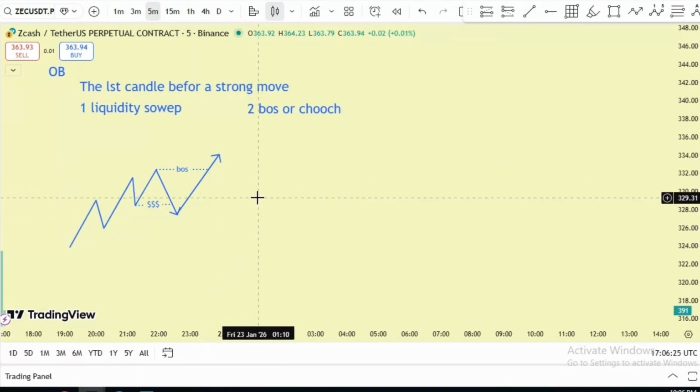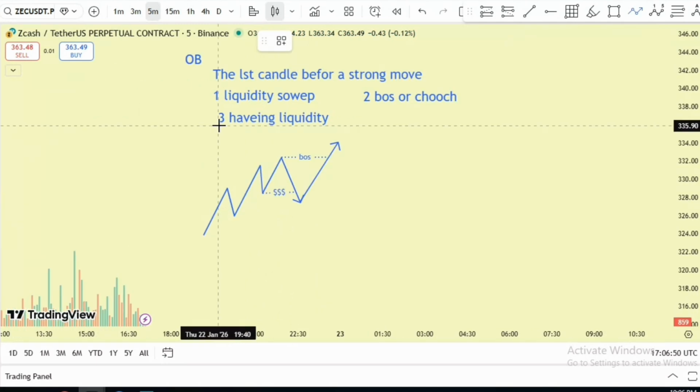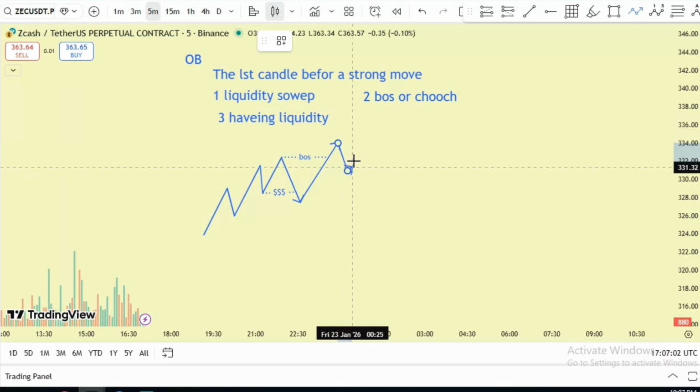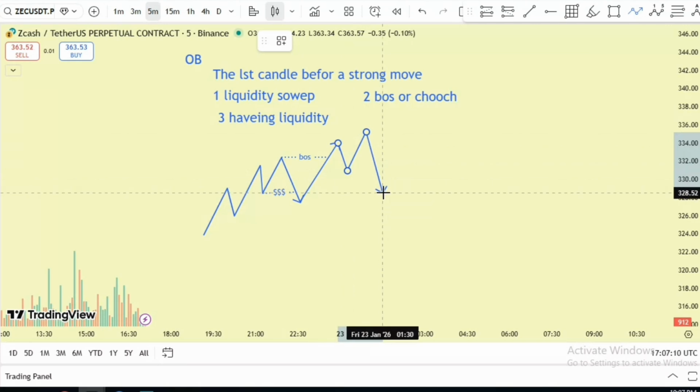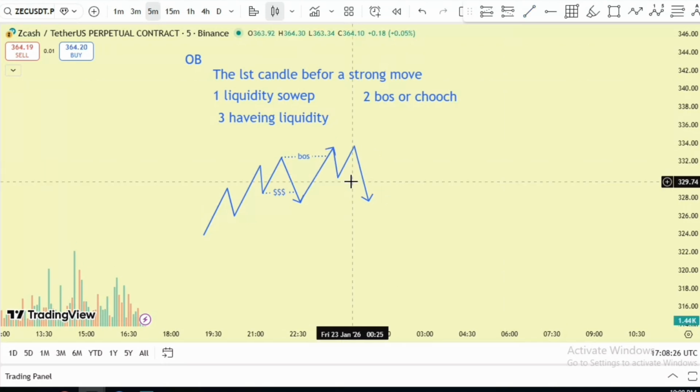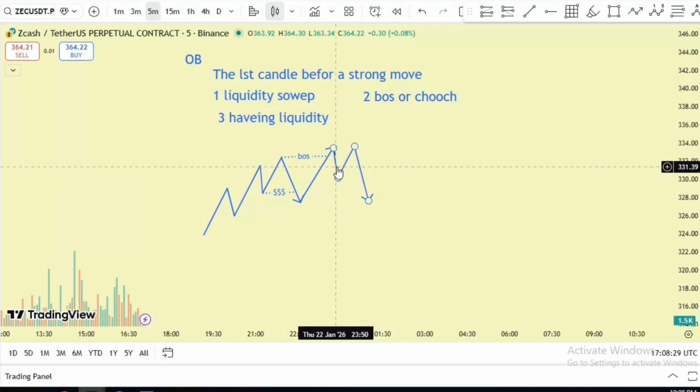So what is the third condition? The third condition is having the liquidity. After this break of structure, or sometimes before it, we can see that the market gave us this type of move and again gave us the break of structure here, and then it comes towards this order block. So the market gives us a liquidity area here. This was the third condition, that the market should make liquidity for itself.